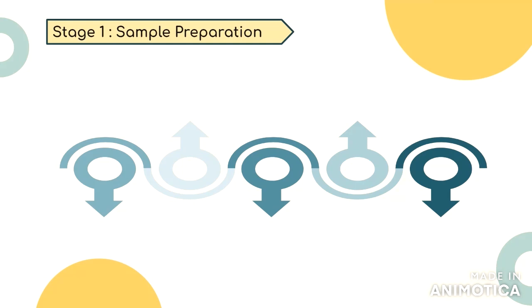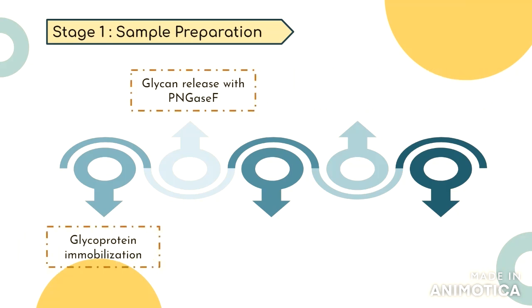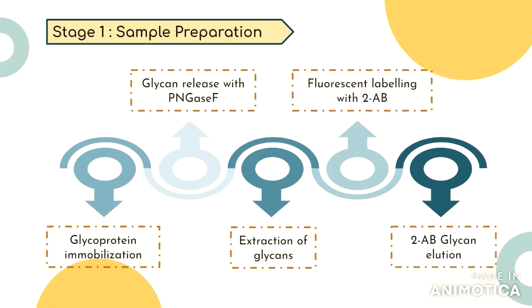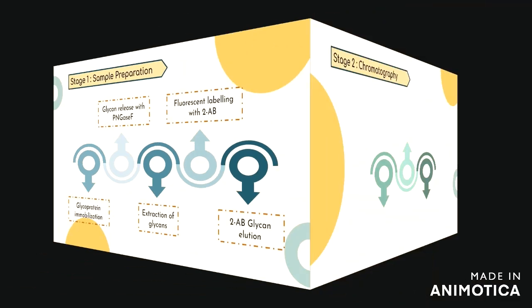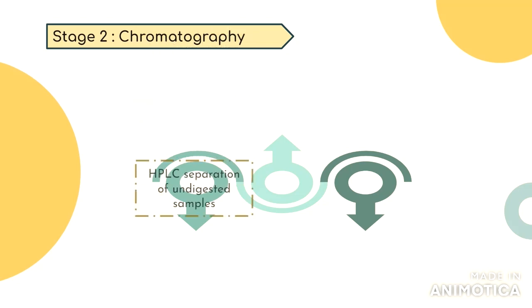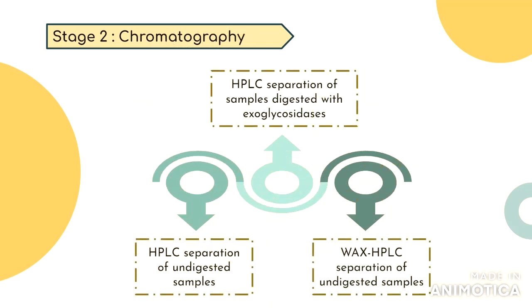There are 3 stages involved in the technique. Stage 1 is sample preparation. The first steps in stage 1 are glycoprotein immobilization, and then glycan release with PNGase F, and extraction of glycans. Next is fluorescent labeling with 2-AB, and the last one is 2-AB glycan elution. Next stage is chromatography. The first step in chromatography is HPLC separation of undigested samples, HPLC separation of samples digested with exoglycosidases, and the last step in stage 2 is WAX HPLC separation of undigested samples.